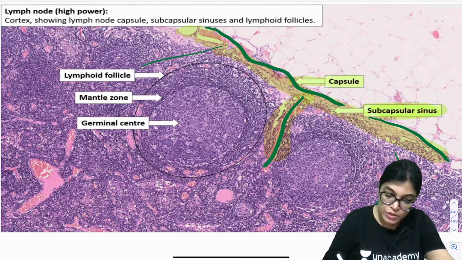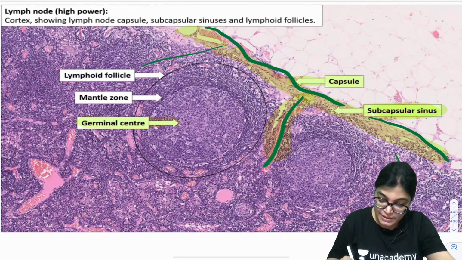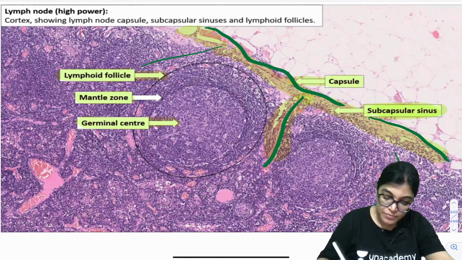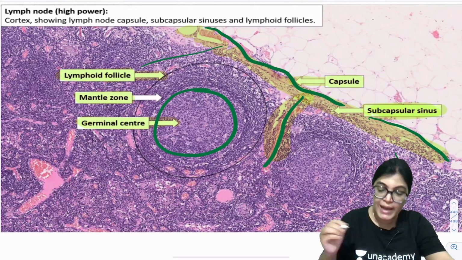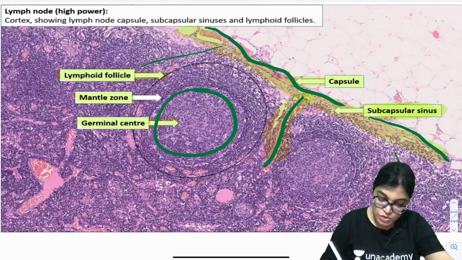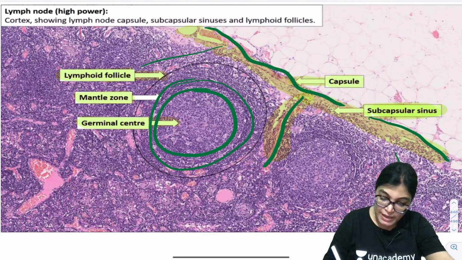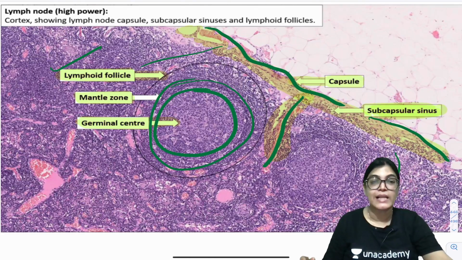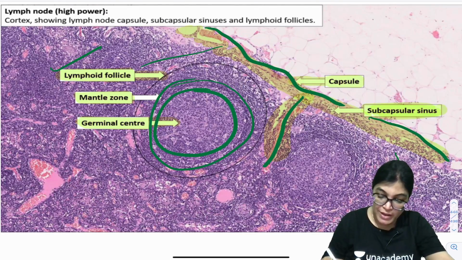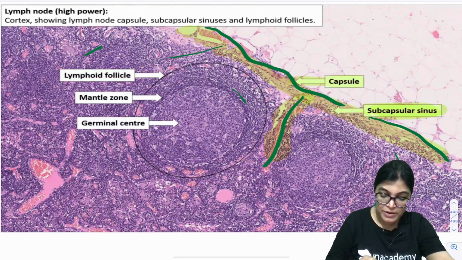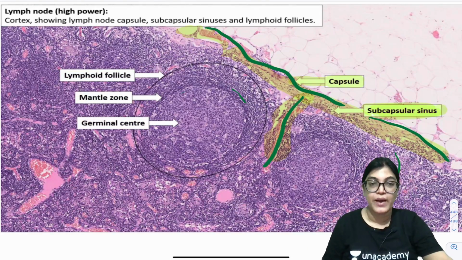The innermost zone is called the germinal center, then comes the mantle zone, and then the lymphatic follicle. The germinal center consists of immature lymphocytes which are growing. The mantle contains the other lymphocytes surrounding it, and the most mature lymphocytes lie on the periphery. So the aggregation of the most mature lymphocytes lying on the outer aspect is called the periphery. This is how it is divided.